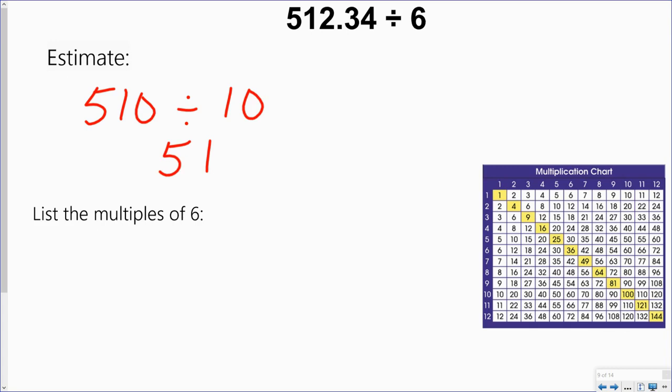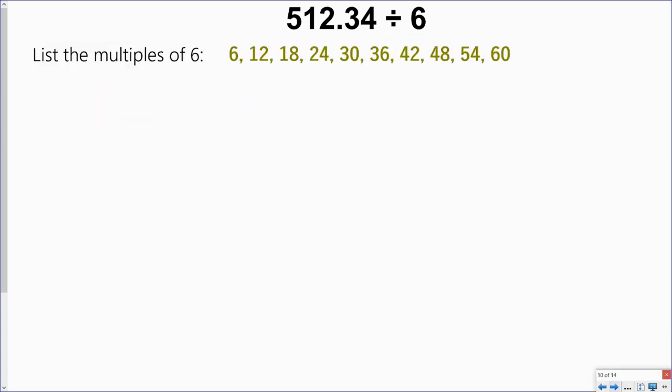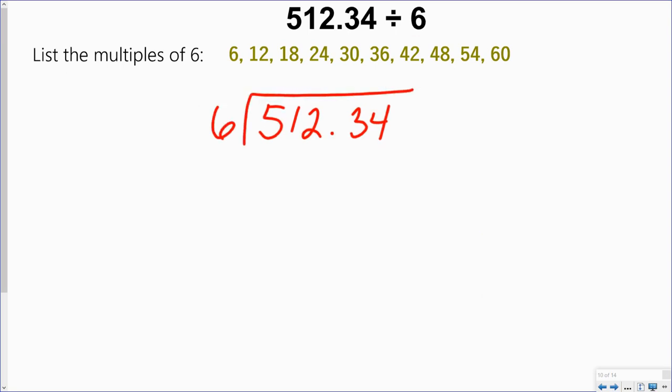So again, I'm looking for a list of multiples of 6 because that's what I'm going to end up dividing by. And those will help me later on in my problem. In my multiplication table, my multiples are listed right there. And so here's my list. And again, we got those from right there in the multiplication table. So now we're going to take our 512 and 34 hundredths and divide it by 6.